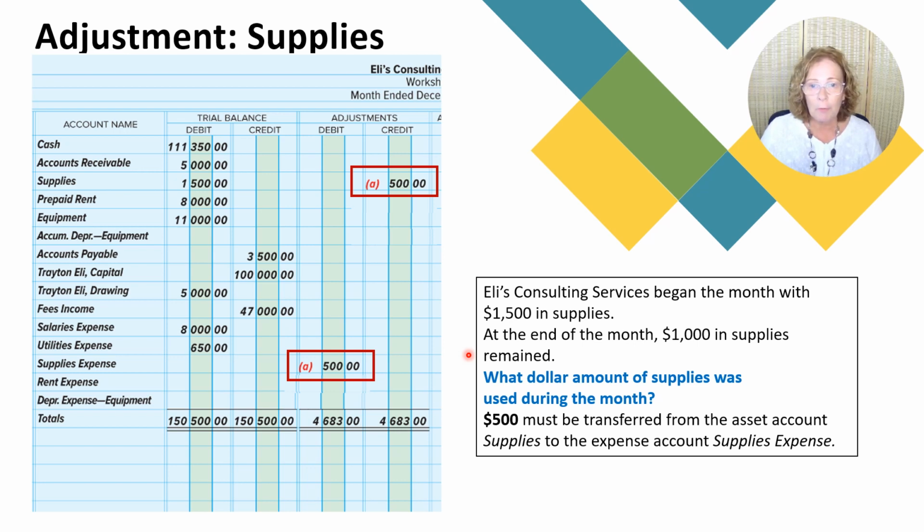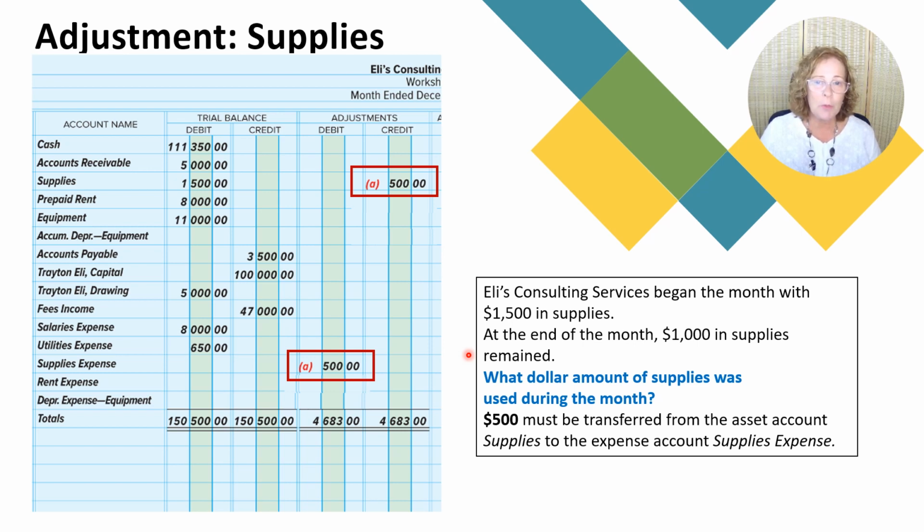We need to transfer $500 out of the supply account to supply expenses. The business could record an entry each time somebody took supplies out of the supply cabinet, but that would not be very efficient. Instead, the business counts at the end of the month how many supplies are remaining in the cabinet, and then figures out how much was used up by subtracting the ending inventory from the beginning balance.